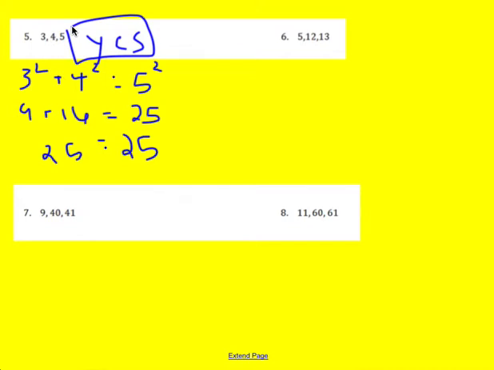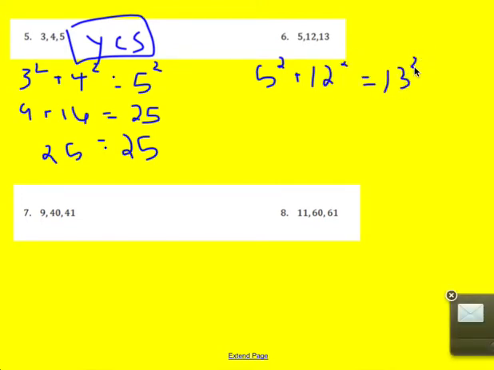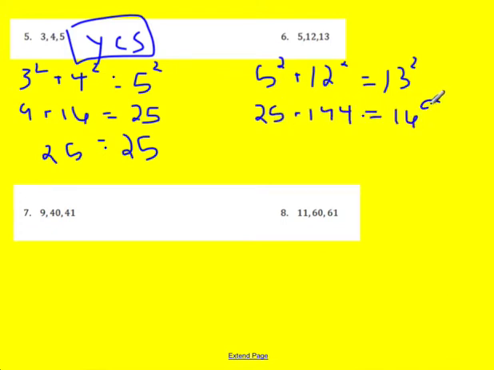Taking a look at number 6, our smaller two sides squared set equal to our larger side. So 5 squared is 25. 12 squared is 144. Is that going to be equal to 169? So we're going to take 25 and add it to 144. Is 169 equal to 169? Yes.